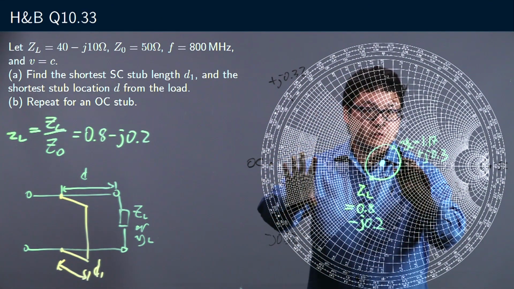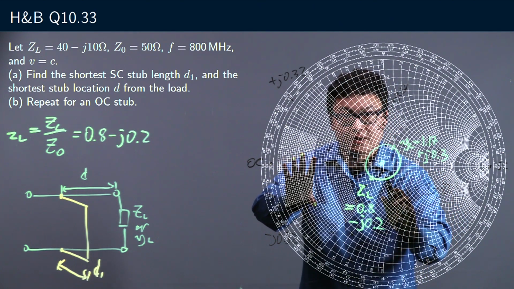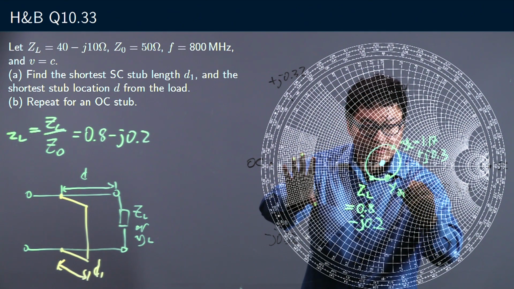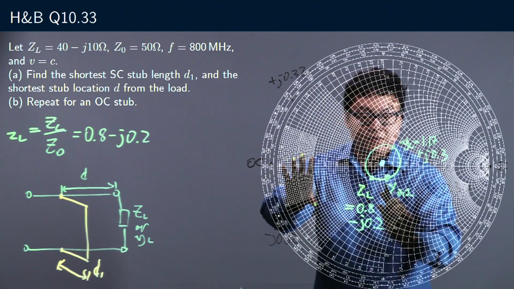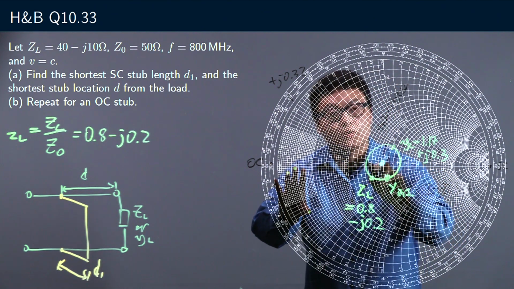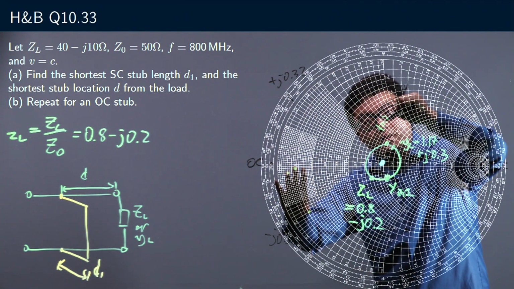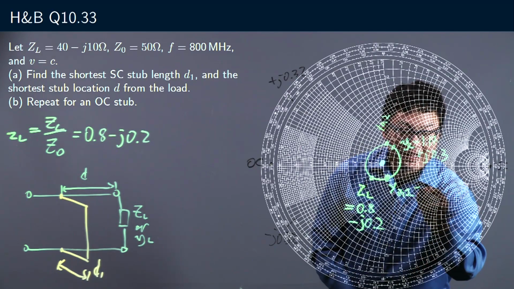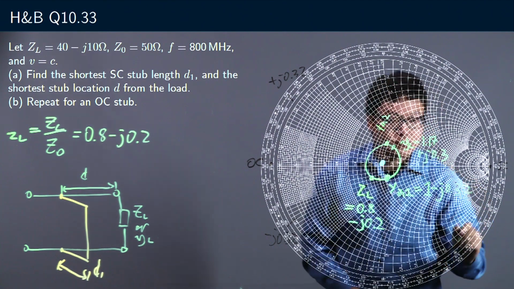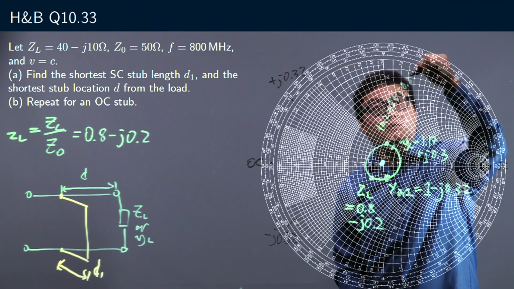From here, we will find the first stub insertion location. So we rotate and we reach the unitary circle around here. That's the Y in 1, the admittance of the first intersection with a unitary circle. If we keep going, we would reach the second one, Y in 2. So I'll just write out their values. One is 1 minus j 0.32. The other is 1 plus j 0.32.